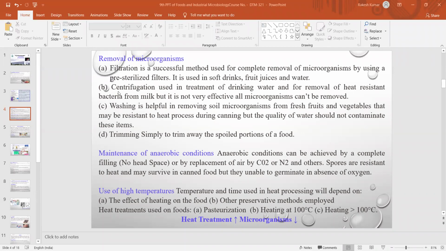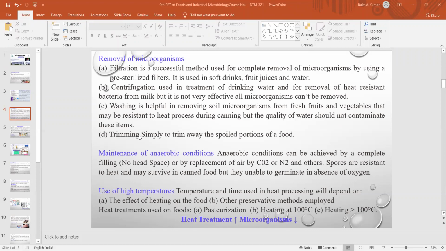Washing is helpful in removing soil microorganisms from fresh fruit and vegetables that may be resistant to heat processing during canning, but the quality of water should not contaminate these items. So in the case of vegetables and fruit, just after harvesting, they should be properly cleaned or washed with good quality water. And whatever water quality is there should not add any contaminating microorganisms to your fruit or vegetable.